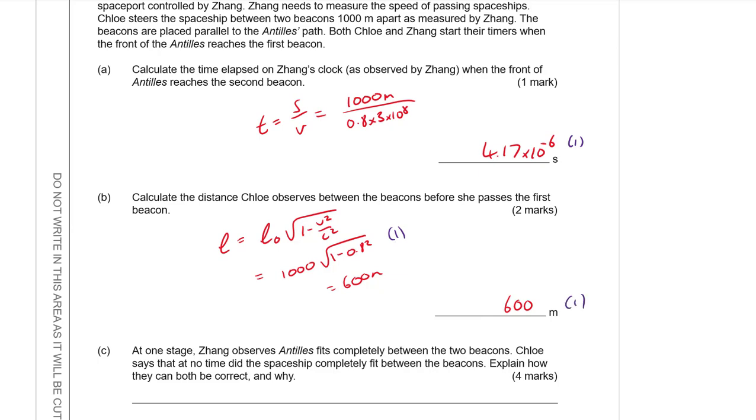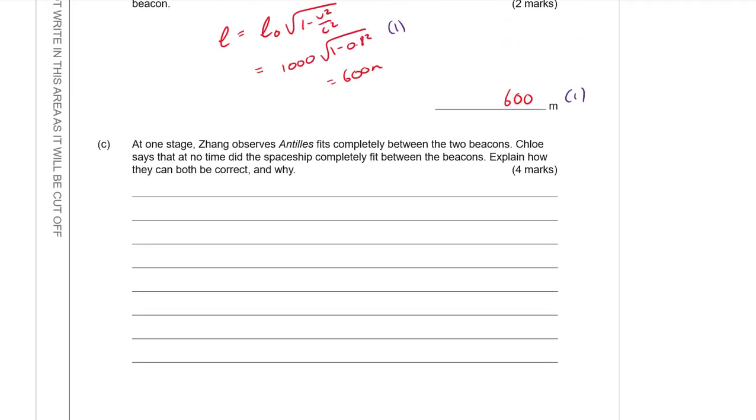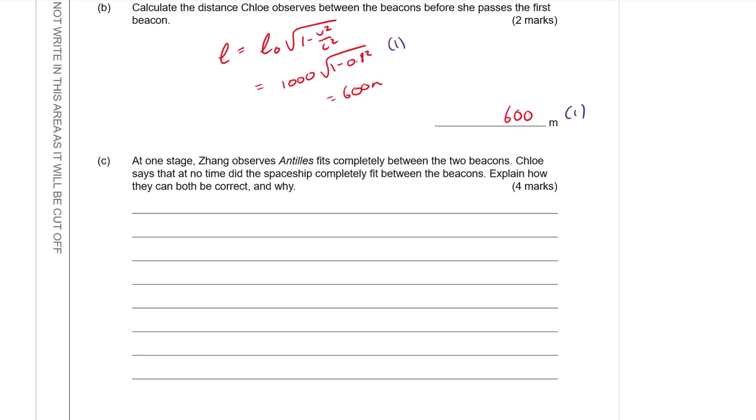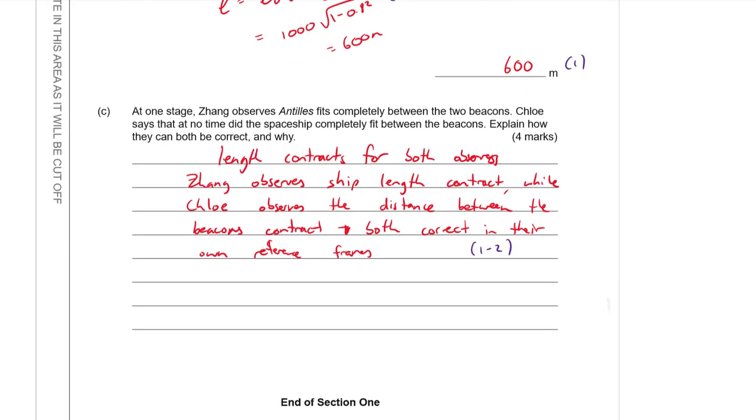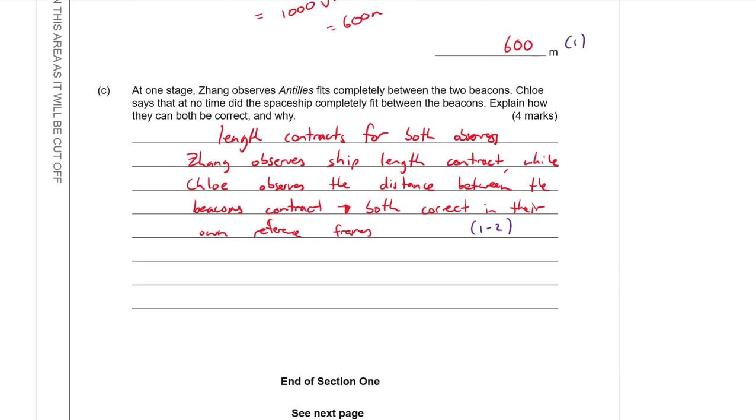Now part C is a little bit of an interesting one. You want to say something along the lines of, let's have a look, the length contracts for both observers, I reckon. If you wanted to get specific, you could say Zhang observes the ship length contract while Chloe observes the distance between the beacons contract. So they're both correct in their own reference frames. You can probably get 1 to 2 marks from that bit, but where the other 2 marks come from is your description of why length contracts differently for each observer.